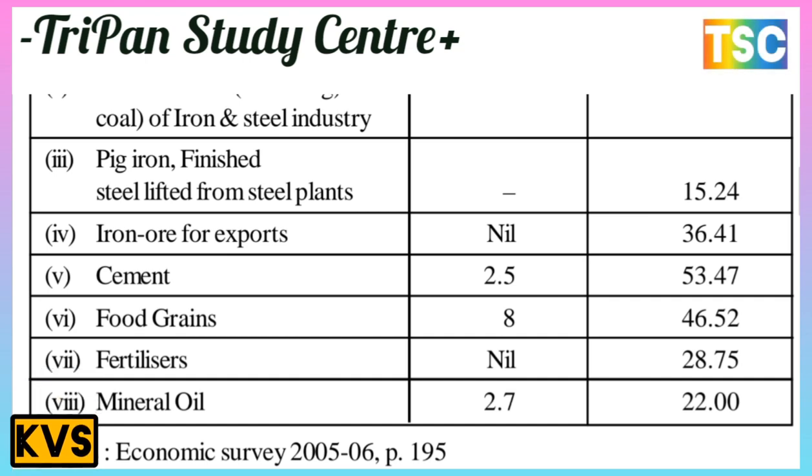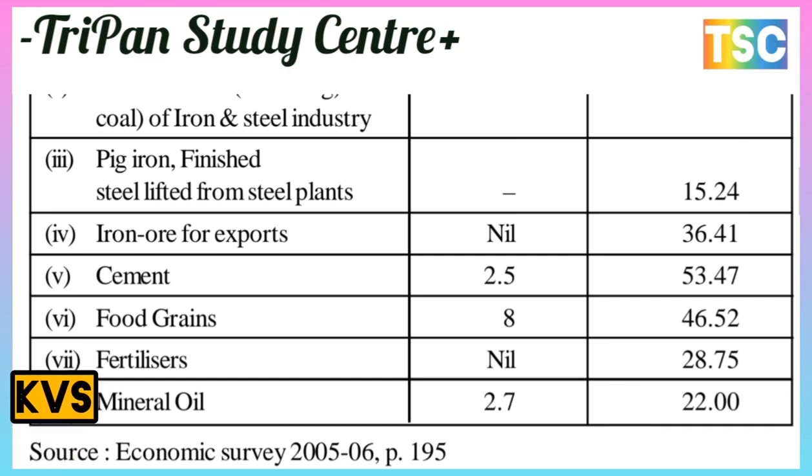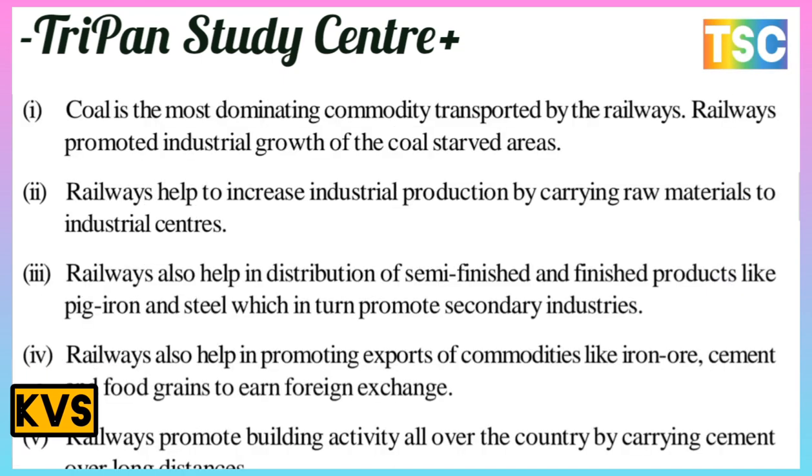And mineral oil in 1950-51 was only 2.7 million tons, but in 2004 it is 22.00 million tons here. This is the most important source of economics of the railway. Here we come to the most important point, the role of the railway.